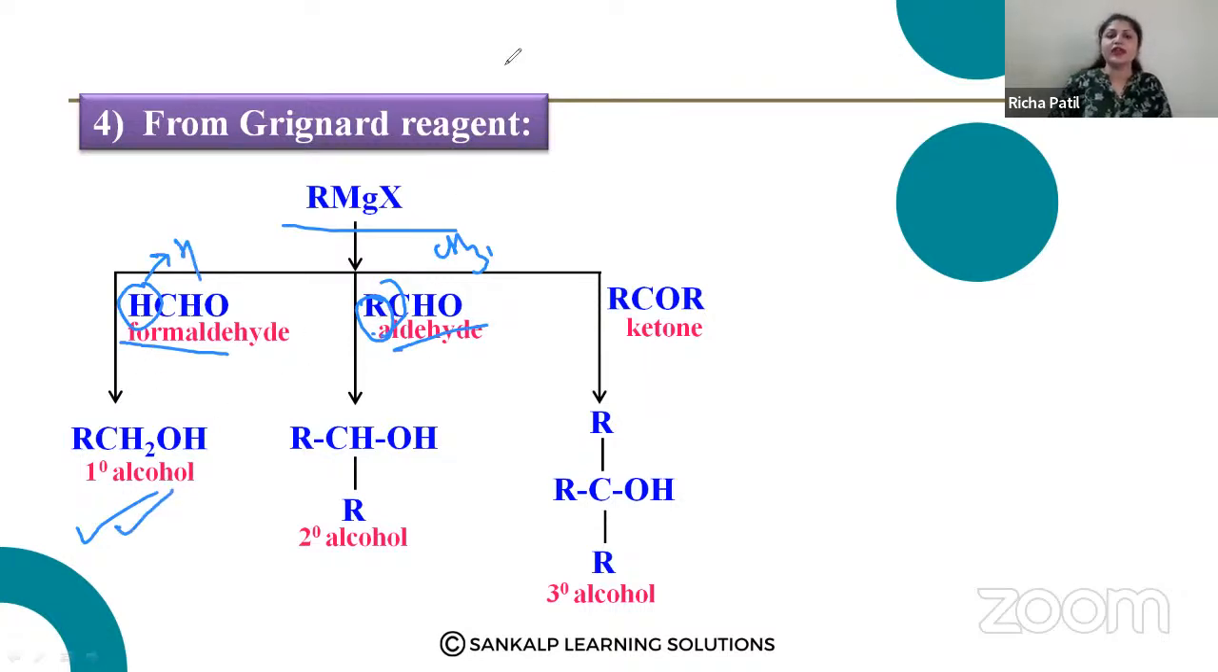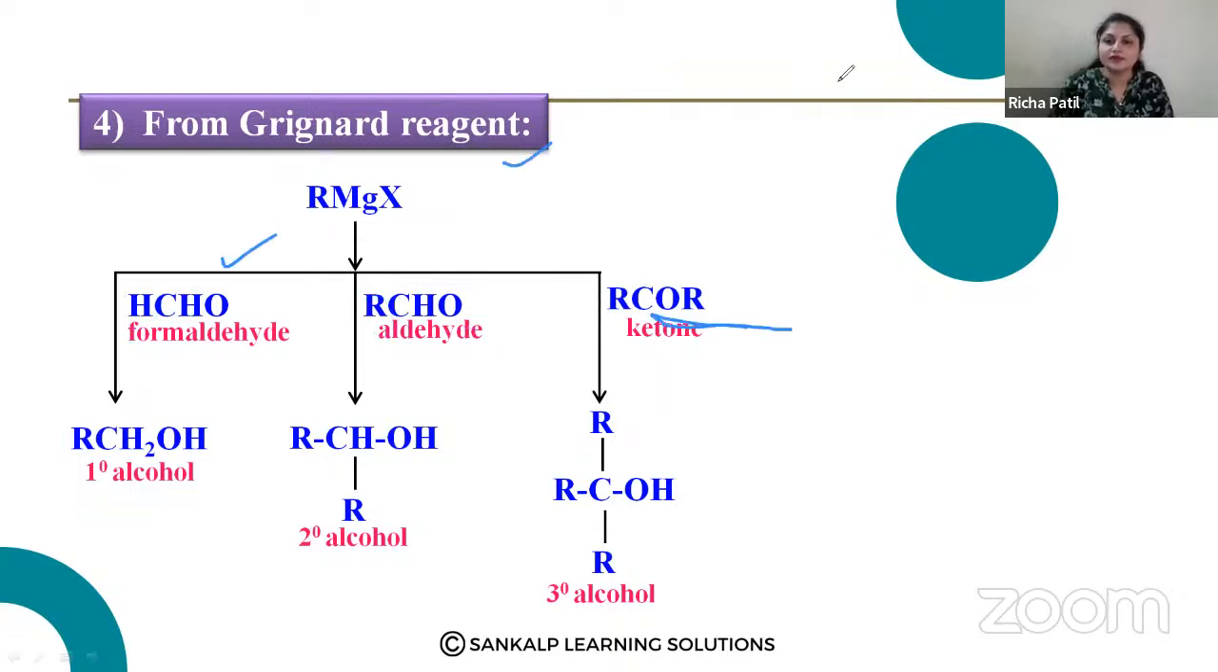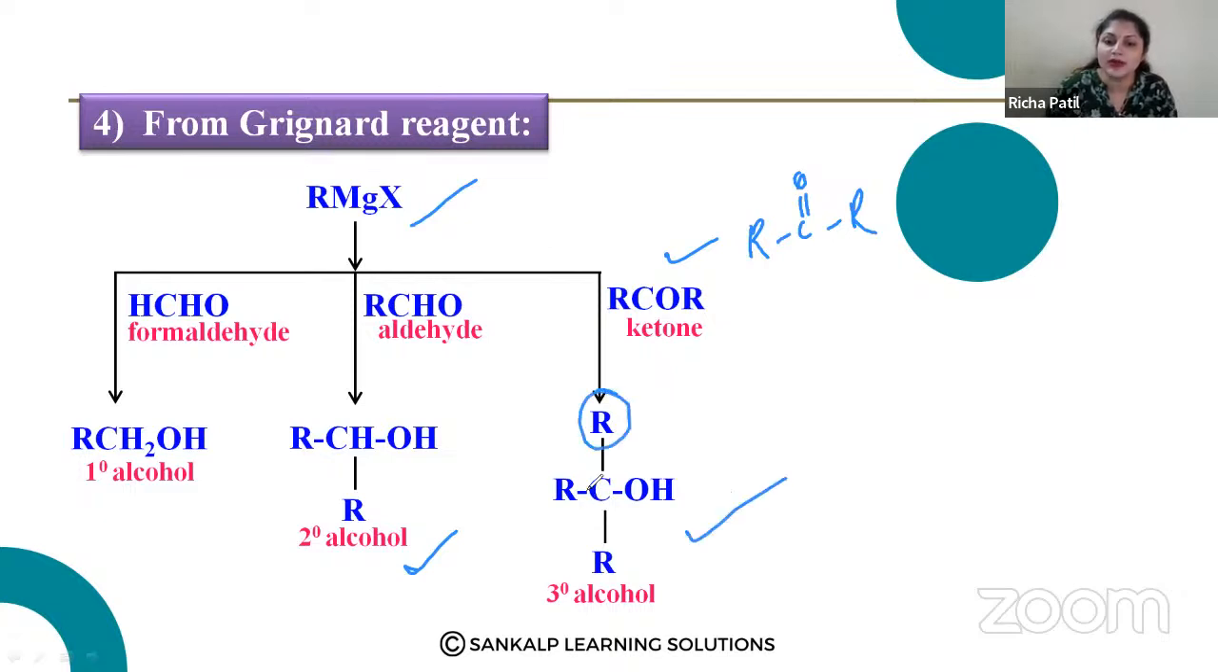So here, if you take an aldehyde, it will yield you a secondary alcohol. Then if you take a ketone, what will it do? When you react it with RMgX, you yield a tertiary alcohol. So the carbon is attached to three other alkyl groups, then it is said to be a tertiary alcohol.